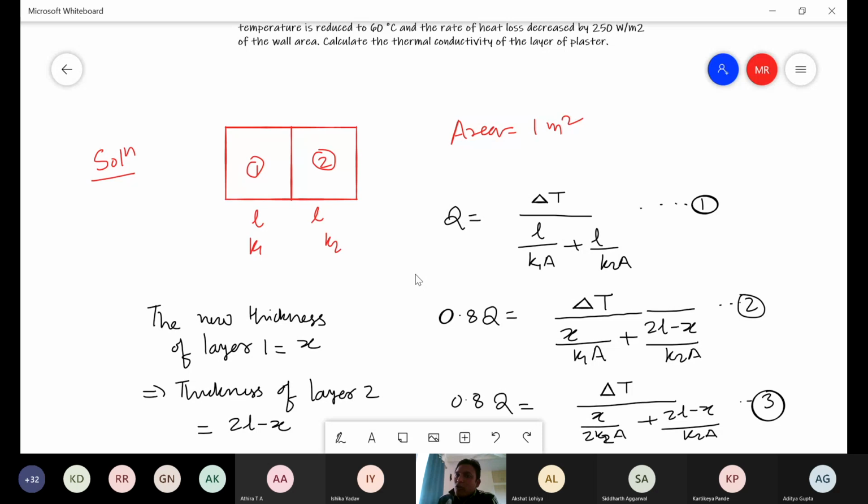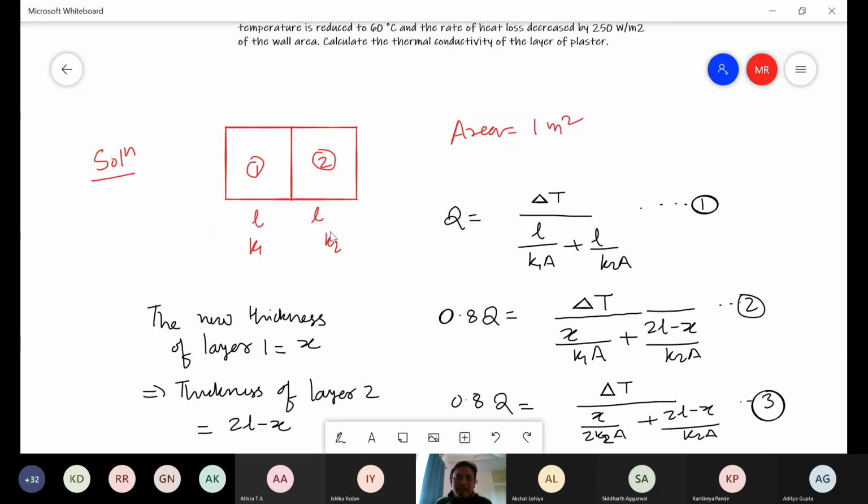Isn't it? The new rate of heat transfer is 0.8 Q. Now the question is, how much should be the length of layer 1 and layer 2? That is what is being asked. Okay, so the total length is constant, twice L.